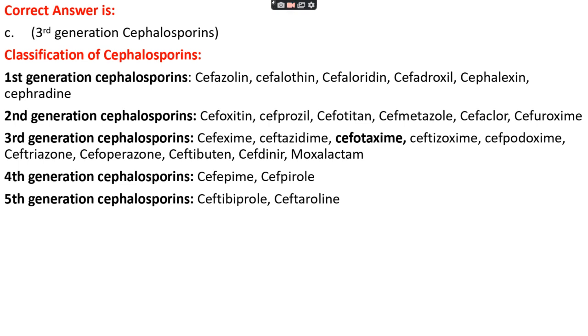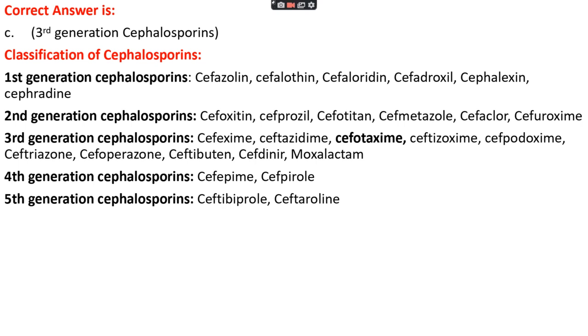Let's see some examples of cephalosporins. First generation cephalosporins mainly include cefazolin, cefalothin, cephaloridine, cefadroxil, cefalexin, cefradine. Okay, while examples of second generation cephalosporins mainly include cefoxitin, cefprozil, cefotetan, cefmetazole, cefaclor, cefuroxime.